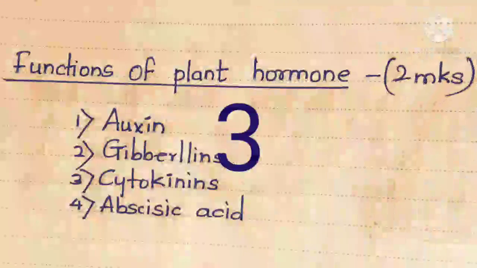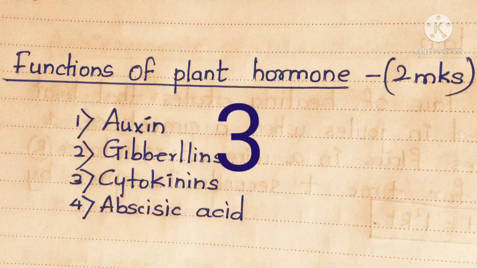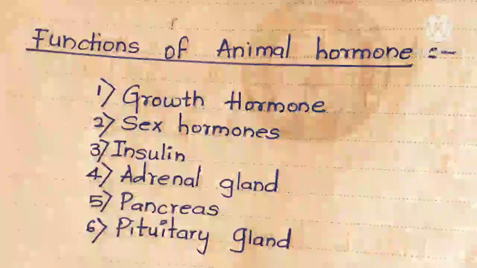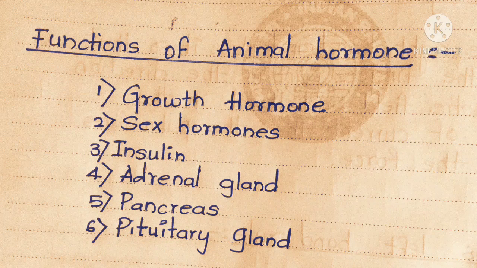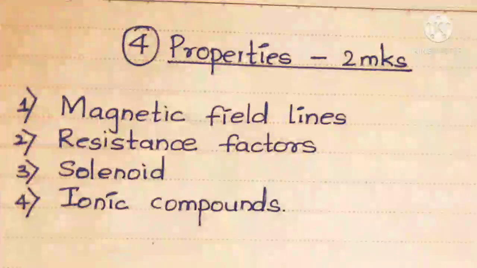Then the third important section is where they will ask you the functions. Firstly, the function of plant hormones. It will be of 2 marks. You have to know the function of auxin, gibberellins, cytokinins, abscisic acid. Then also you have to know the functions of animal hormones. They are growth hormones, sex hormones, insulin, adrenaline, pancreas and pituitary gland. Study all these functions individually. They are very important. They may ask any of the listed ones.